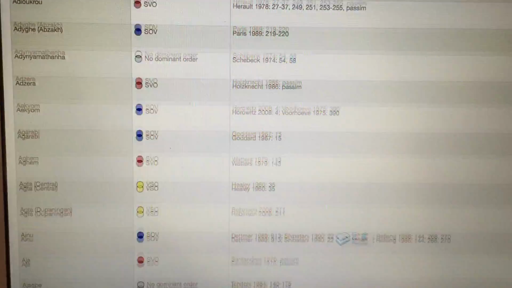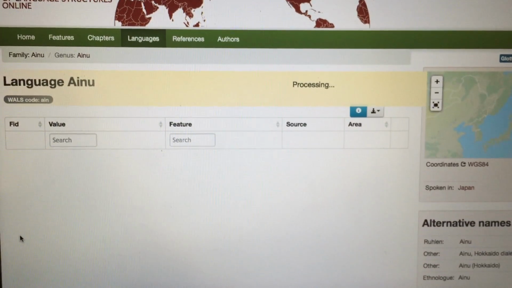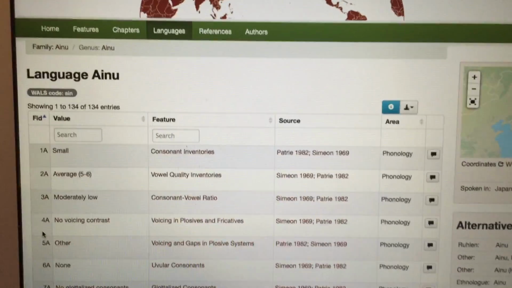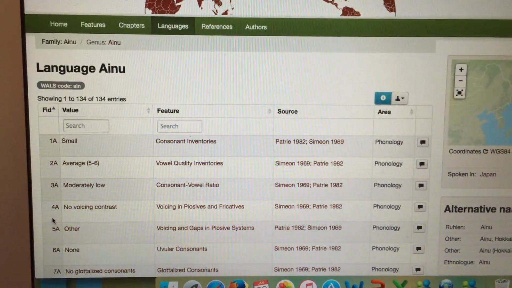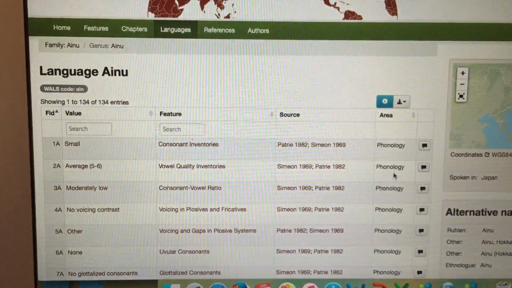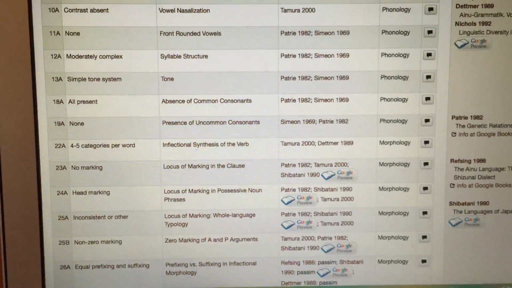So you can click on that specific language, and it will show you not just the subject verb order of that language, but it'll show you all of the features and properties that the database has listed for that language.